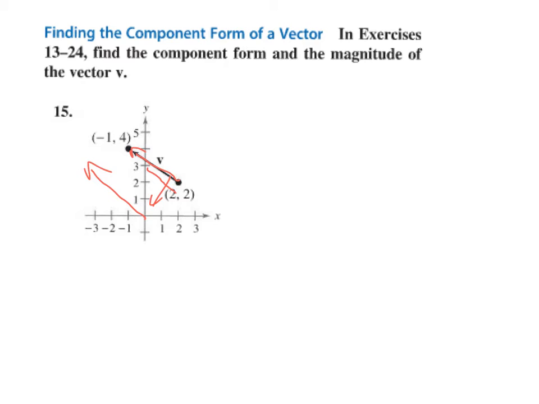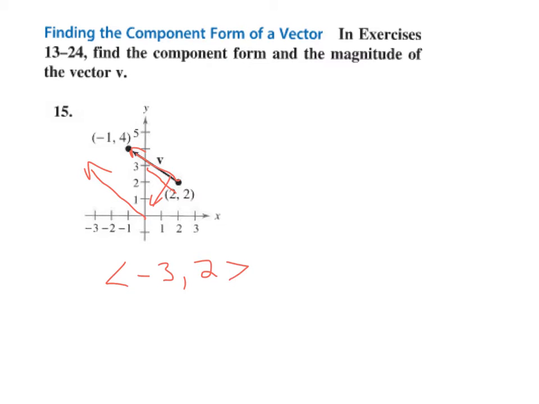And so to do that, remember now, we're going to subtract the x's. I'm sorry, we do q minus p. So it's negative 1 minus 2, which is negative 3, comma 4 minus 2, which is 2. There's my vector, [-3, 2].